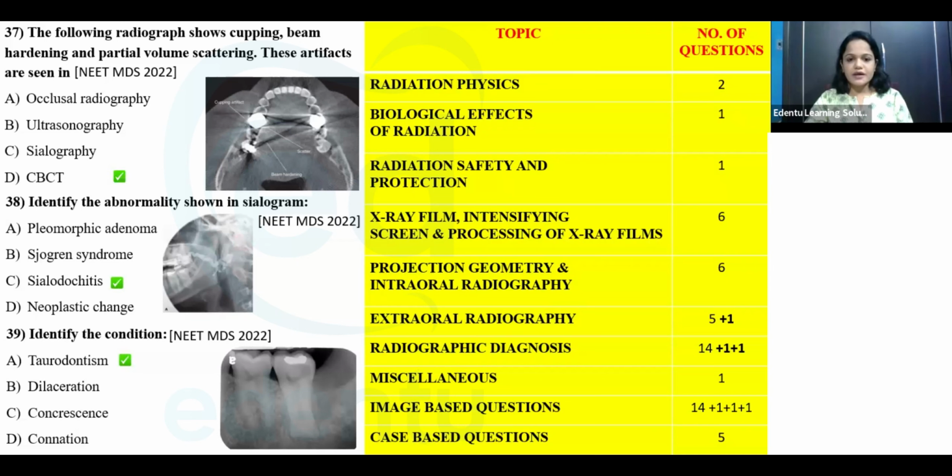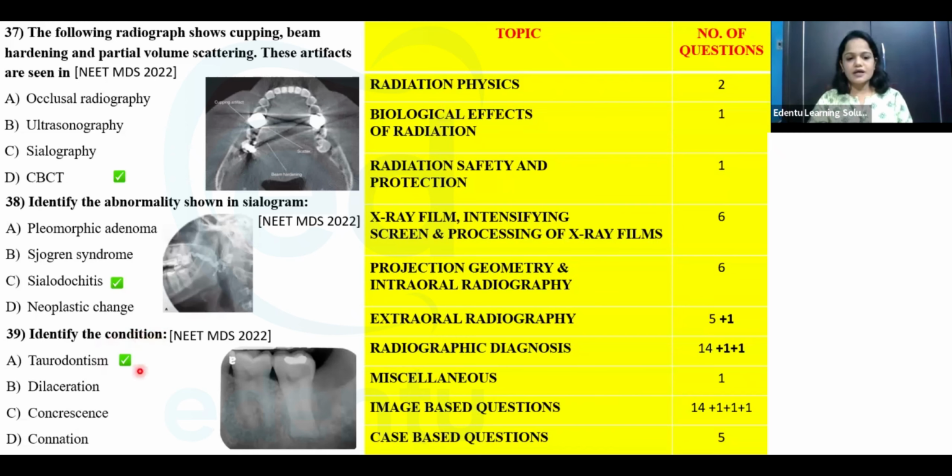Like, doctor, I will explain the questions first, and I will analyze the topics in the last. So we will analyze from which topics more questions were asked. That will be analyzed after two or three slides, and you will be able to know which topics you should be focusing on more, because more questions were asked from those topics. So I'll tell you that after one or two slides. Then I will explain how to start preparing also.